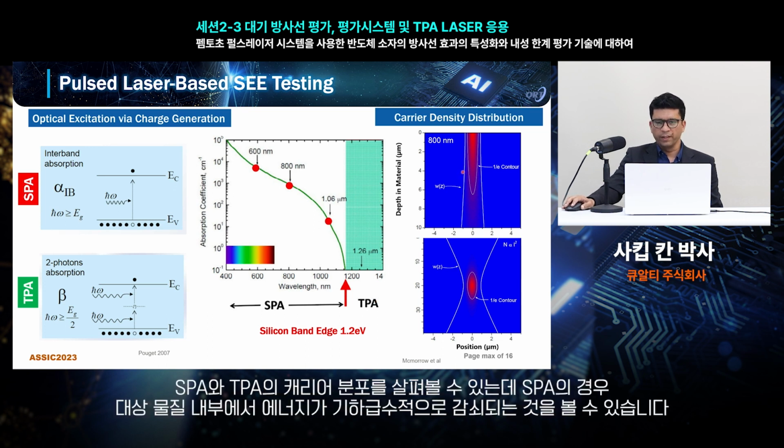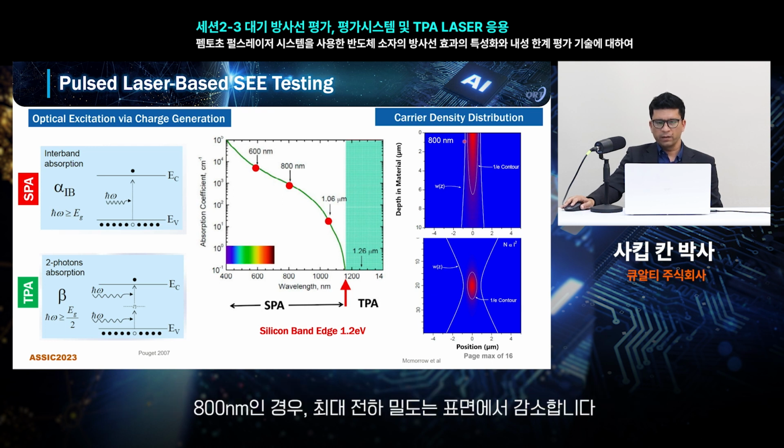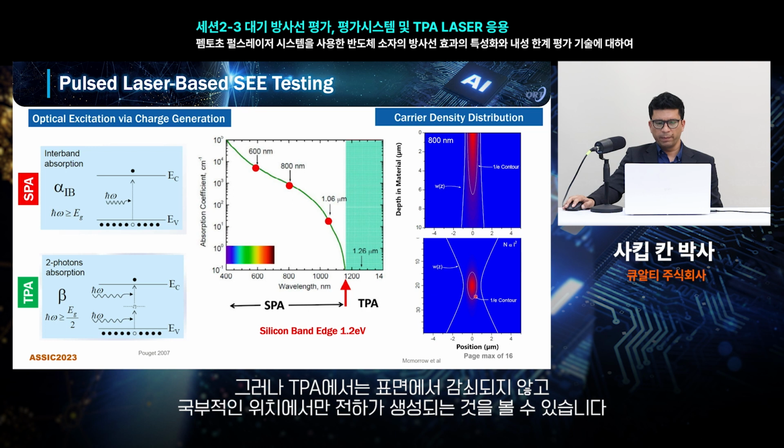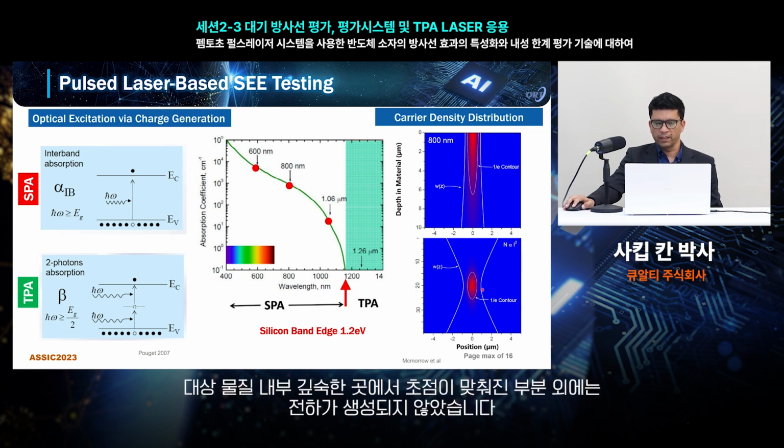The carrier distribution you can see for the SPA and for the TPA. In case of SPA, you can see the exponential attenuation of the energy inside the target material. For 800 nanometer, the maximum charge density is at the surface and it is decreasing. But in case of TPA, you can see there's no attenuation at the surface. The charge is only generated at a localized position deep inside the target material. There is no charge generation outside this focus area.